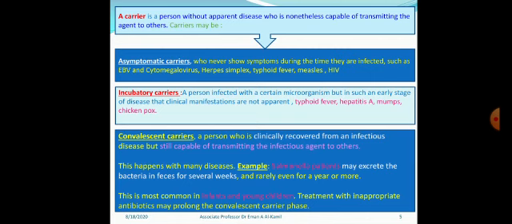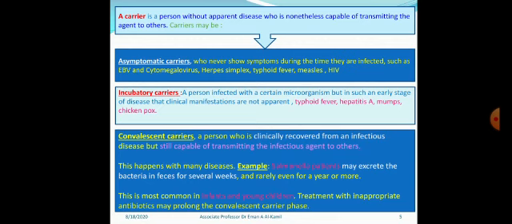The other type is the incubatory carriers: individuals infected with certain microorganisms, but at such an early stage of the disease that clinical manifestations are not apparent. They can transmit the infection during the incubation period, before the appearance of signs and symptoms, such as in typhoid fever, hepatitis A, mumps, measles, chickenpox, and most of these infections.